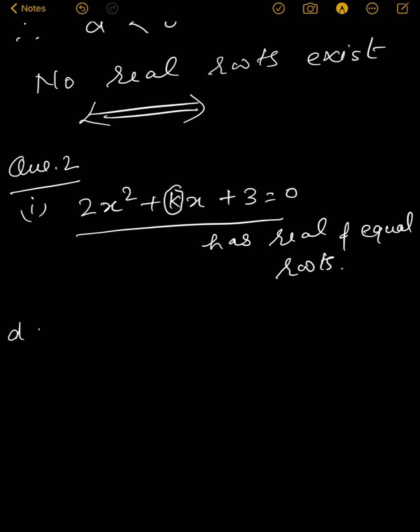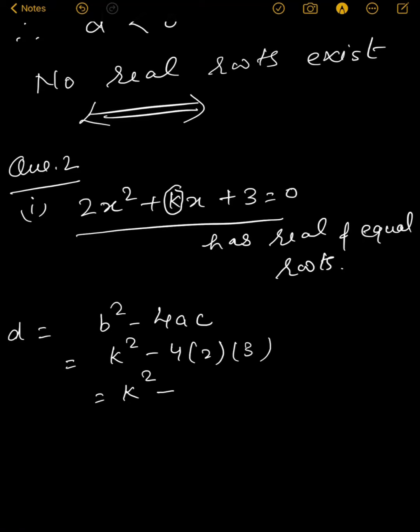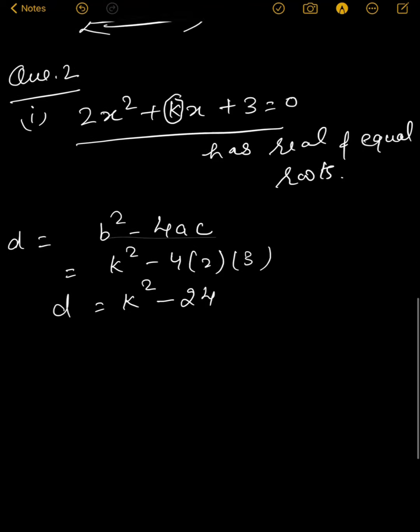So what is the value of D? B square minus 4ac. What is b here? k square minus 4 into 2 into 3. This is k square minus 4 2s are 8, 8 3s are 24. This is the value of discriminant.